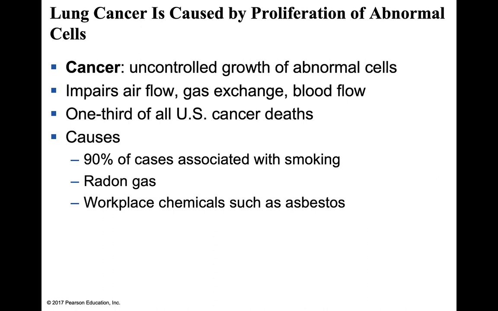Now, cancer, and this is an uncontrolled growth of abnormal cells, typically epithelial cells. Epithelial cells have a high capacity to replicate, and generally what we see here, the cancer is going to impact airflow, gas exchange, and blood flow. Lung cancer accounts for about 1/3 of all deaths attributed to cancer in the United States. The majority, so about 90% of lung cancers, are associated with smoking, radon gas, or exposure to workplace chemicals, especially asbestos.